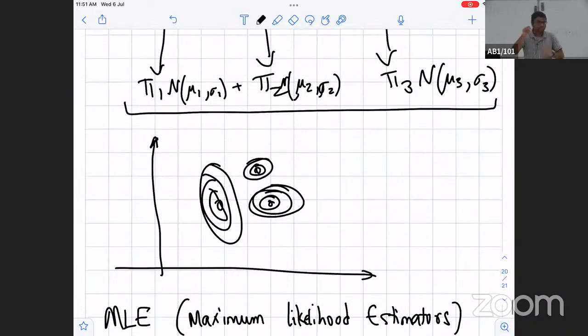So given that I am from one group, I can estimate mean and variance like that. But the problem is I don't know which group I am coming from. That is the issue. I don't know that these people are coming from this group, these people are coming from this group. I just have heights. I don't know which group they come from.